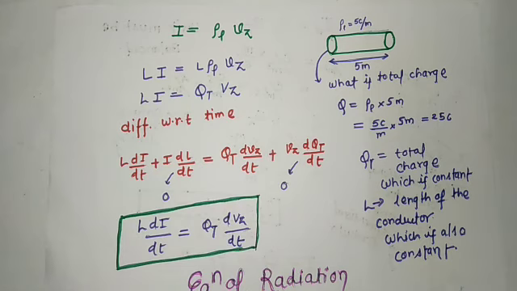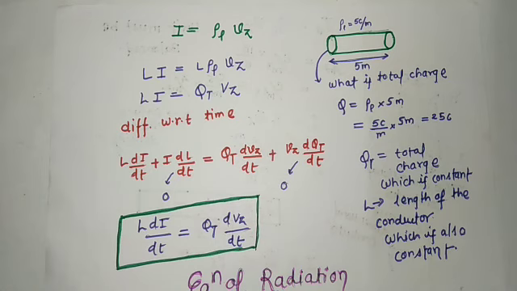This equation is known as the equation of radiation. The equation of radiation says two things: there is acceleration of the charged particle, and there is time varying current. Radiation is possible whenever there is acceleration of a charged particle, and second, radiation is possible if the conductor is subjected to time varying current. If you apply DC current you will get nothing; if you apply time varying current then you will get radiation.